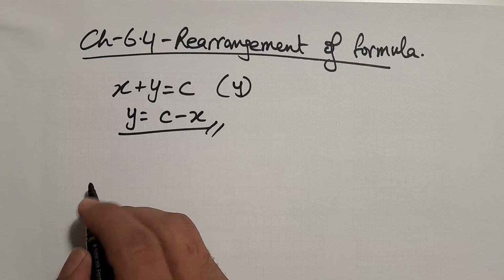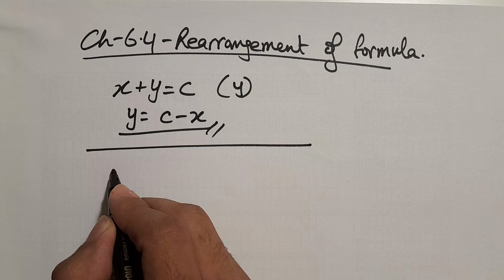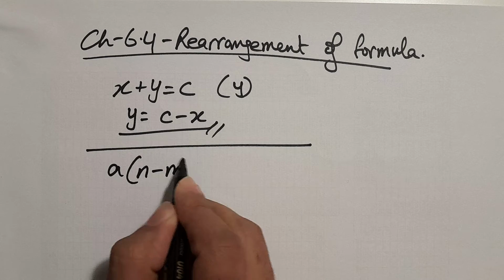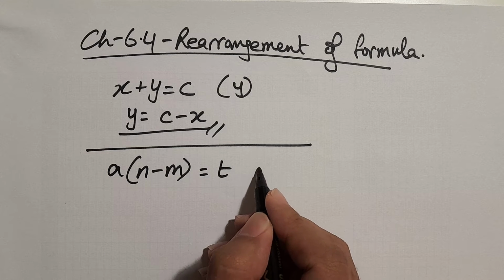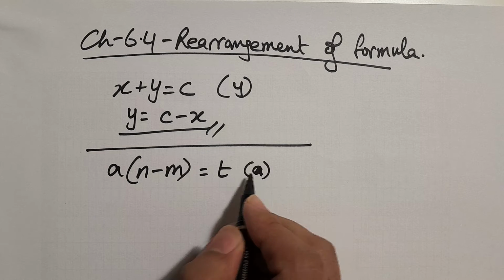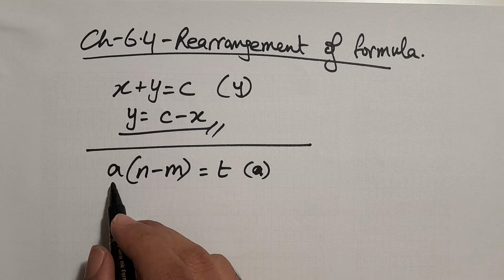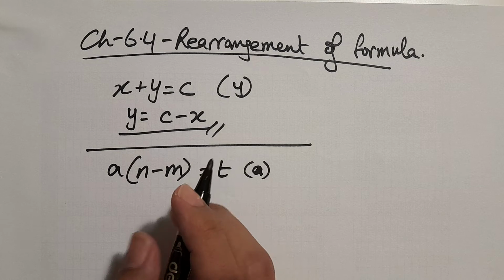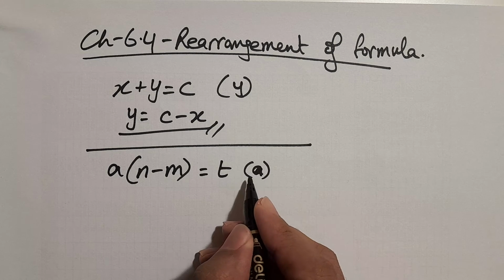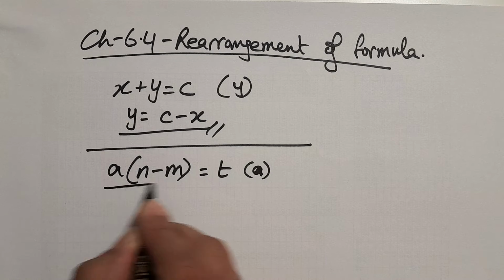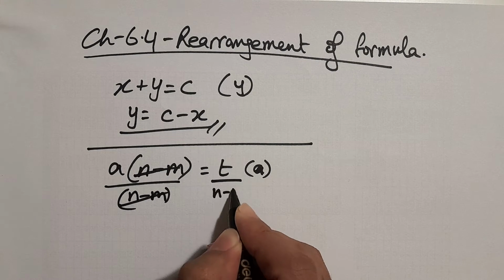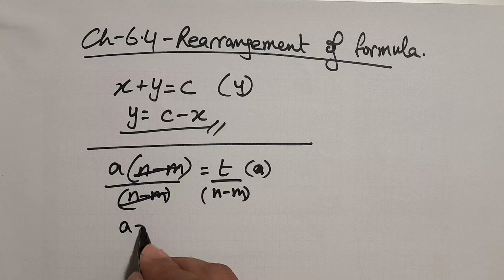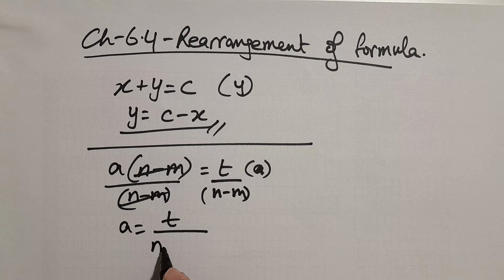Another example is if we have a brackets open n minus m brackets closed is equal to t, and we have to make a the subject. So what we will do is divide this by n minus m, so this will be cancelled, and t divided by n minus m, so a is equal to t divided by n minus m. So this will be the answer.